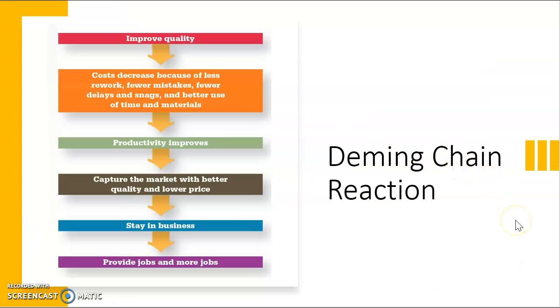So then we can talk about the Deming chain reaction. Basically what Deming says is that as we improve quality, our costs decrease because we have less rework, fewer mistakes, fewer delays, and a better use of our time and materials. Our productivity improves. We can offer lower prices and better quality, which allows us to gain better customer satisfaction, higher sales, and provides more jobs. So that's just the Deming chain reaction, basically saying why improved quality is good.